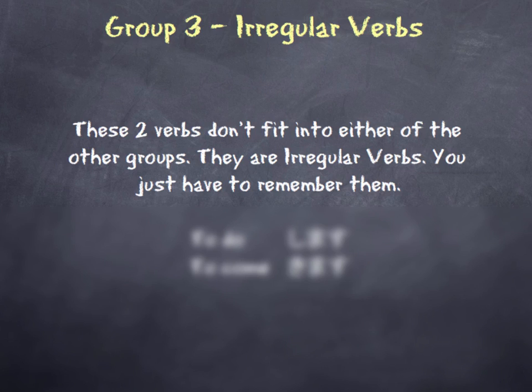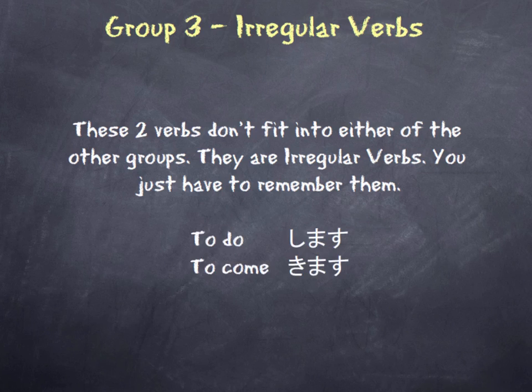Now, group 3 verbs are our irregular verbs, and luckily there are only 2 of these verbs. So these verbs don't fit into either of the other 2 groups that we've just looked at. You just have to remember them, and it's quite simple given there's only 2. Those 2 verbs are the verb shimasu, which means to do, and kimasu, which means to come.